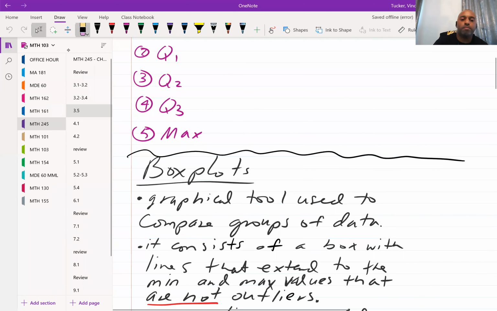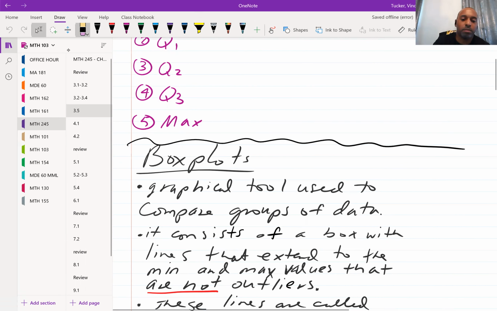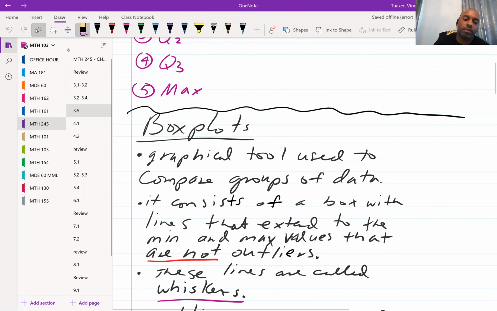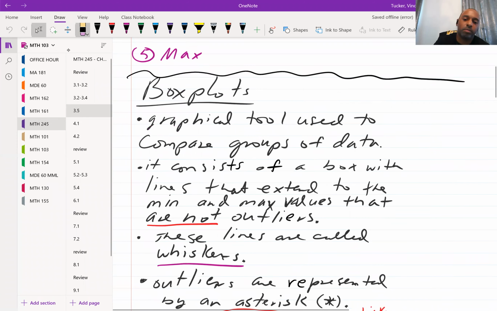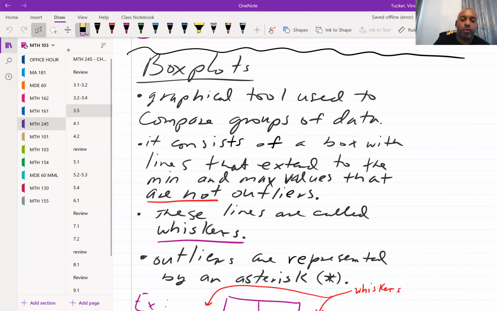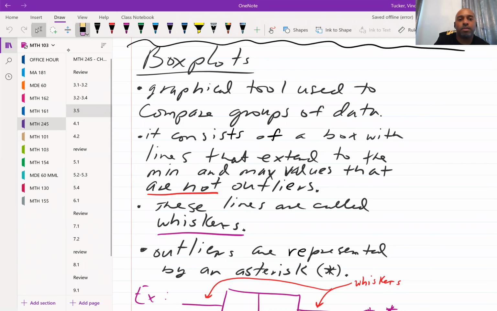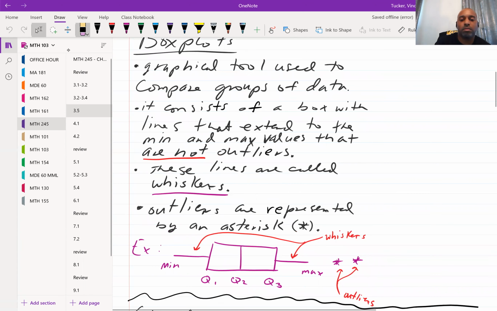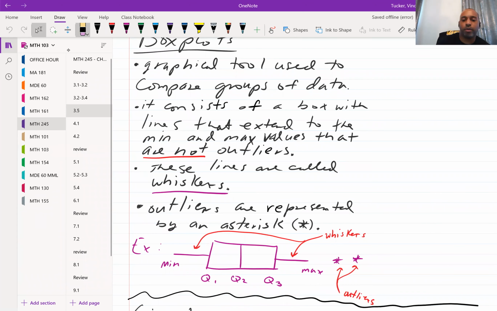All right. Box plots. It's a graphical tool used to compare groups of data. It consists of a box with lines that extend to the minimum and maximum values that are not outliers. You'll see what we mean in a second. These lines are called whiskers. Outliers are represented by an asterisk.